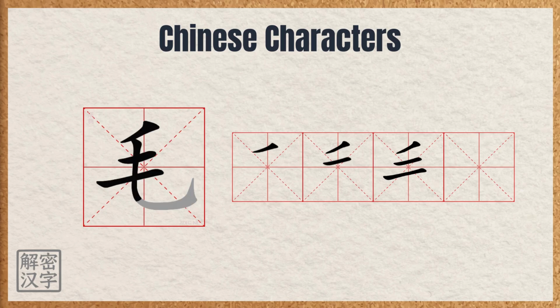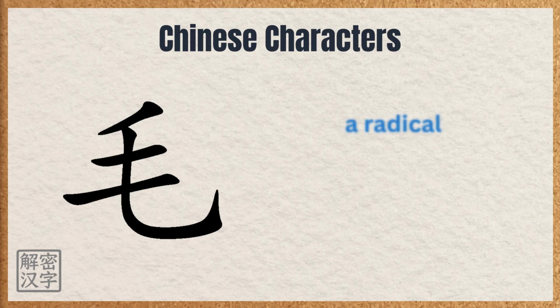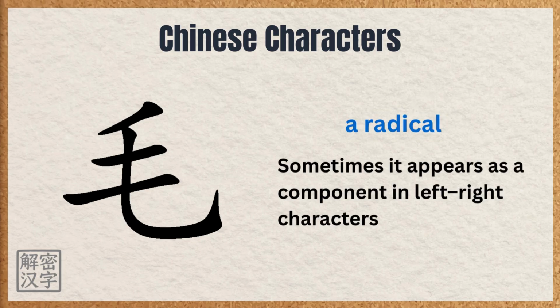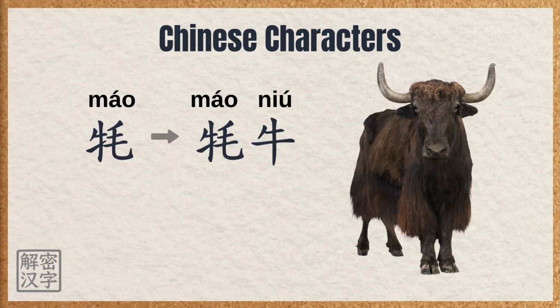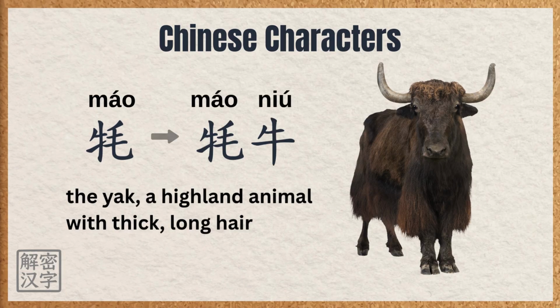Finally, start from the first slanted left falling stroke, pass through the 2 horizontal strokes, and write a vertical turning hook to finish the character. The character Mao is also a commonly used radical. Sometimes it appears as a component in left-right characters. For example, Mao, as in Mao Niu, the yak, a highland animal with thick, long hair.